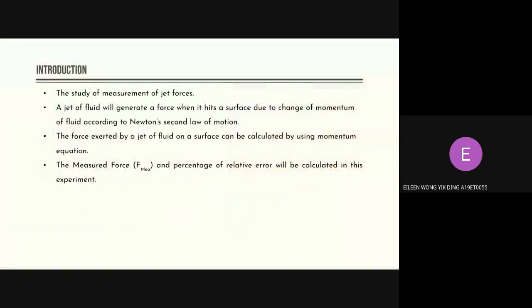The first one is the report summary. Lab Experiment 5 is the study of measurements of jet forces. A jet of fluid will generate forces when it hits a surface such as a flat plate or hemispherical surface due to change of momentum of fluid, according to Newton's second law of motion. The force exerted by a jet of fluid on the surface can be calculated by using the momentum equations. The measured force and percentage of relative error will be calculated in this experiment.